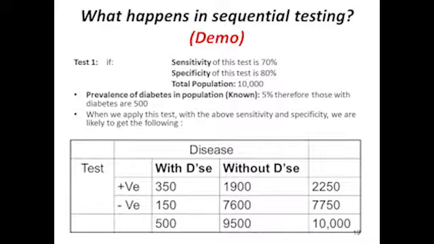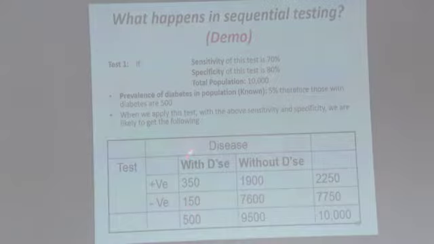So if this is a 2x2 table, we have the people with the disease. This is the gold standard. People with the disease and those without the disease. So we put the total here of 500. That means that 10,000 minus 500, 9,500 do not have the disease.